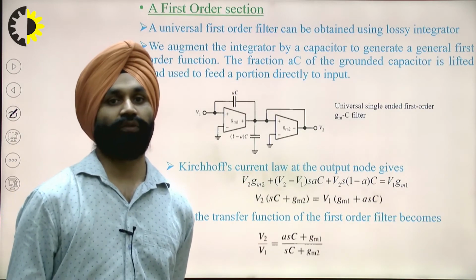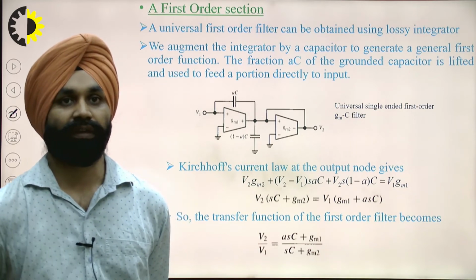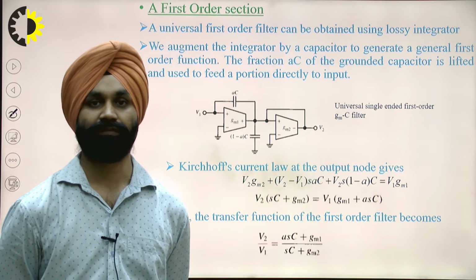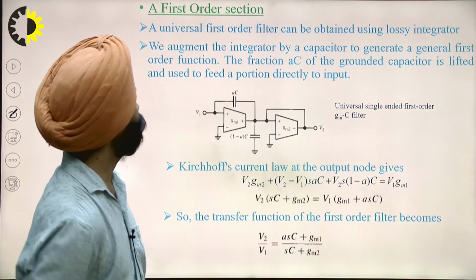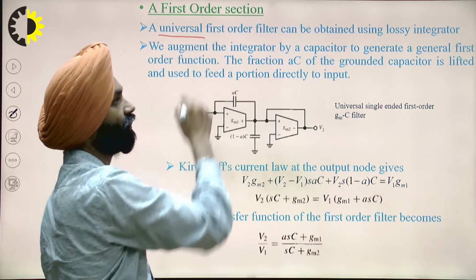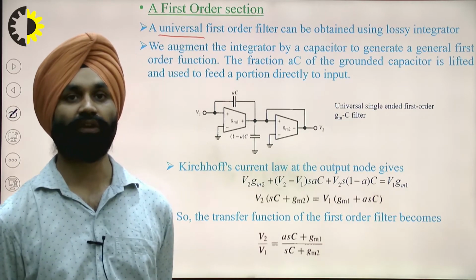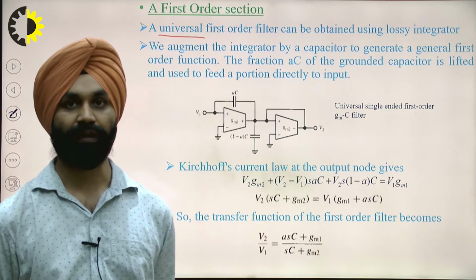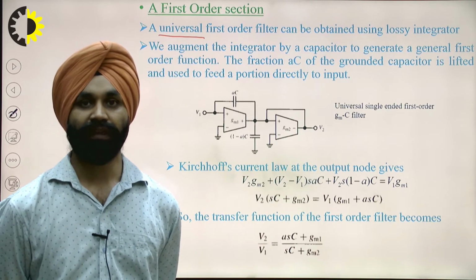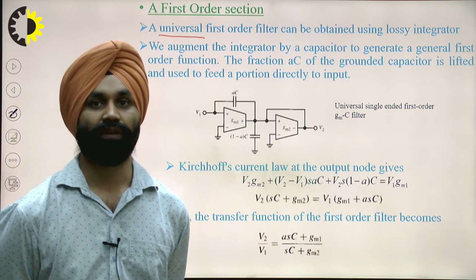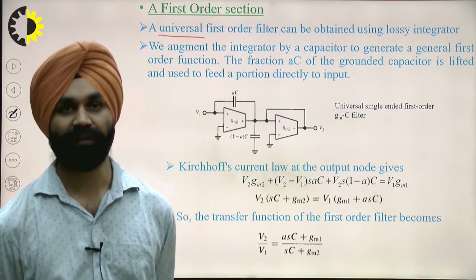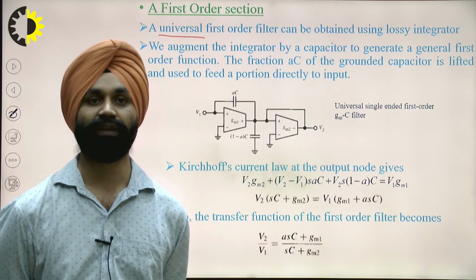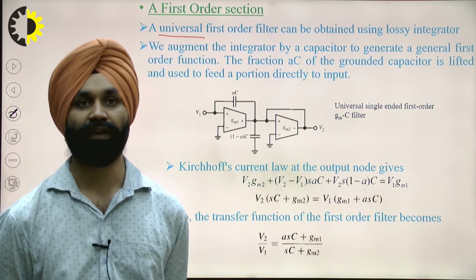So if we go with the first order filter, now we know that the first order filter is a universal filter. It is called the universal first order filter because we can create any other order filter from first order and second order filters. So we can obtain it using a lossy integrator. We have seen in unit 2 also that we need only an integrator to create one first order filter.